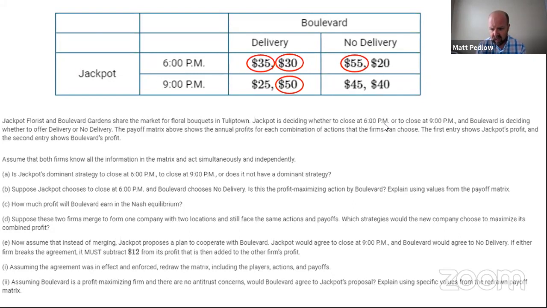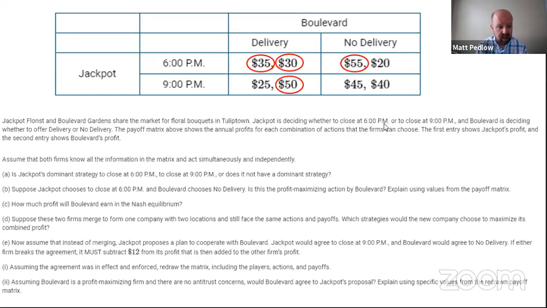Boulevard agrees, no delivery. If a firm breaks the agreement, I would love to see this in writing, it must subtract $12 from its profit, add it to the other firm's profit. Okay, can't ask you to do this on the free response this year. Well, no, I take that back. They can't ask you to redraw this whole thing and upload it. What they can ask you to do is to do this and then tell them how much profit based on what you just did. Fair game.